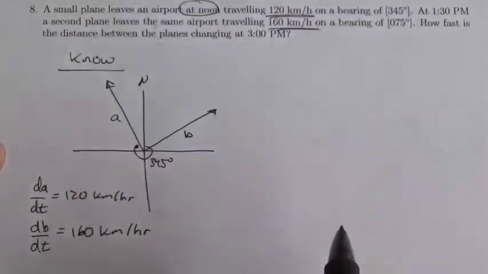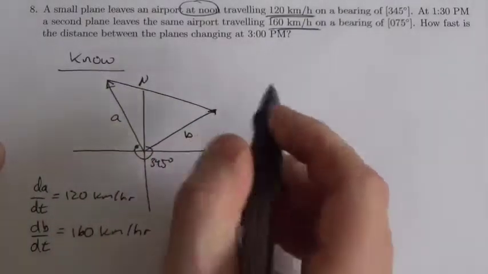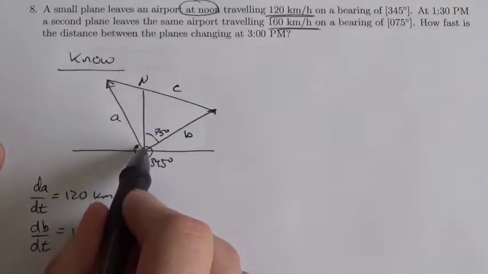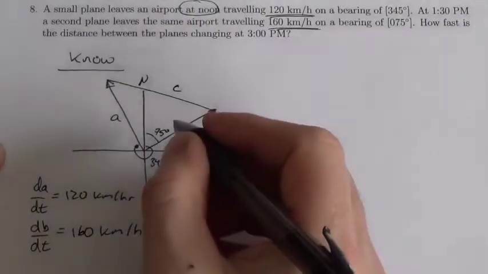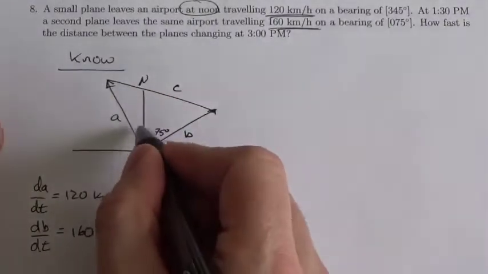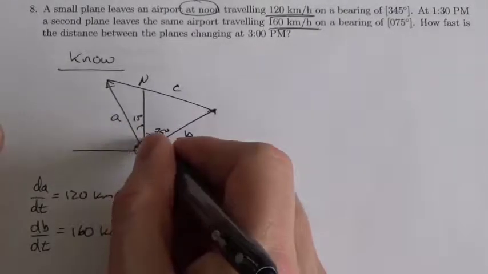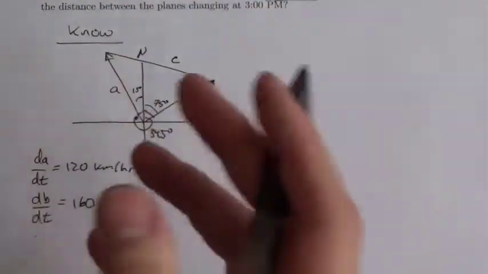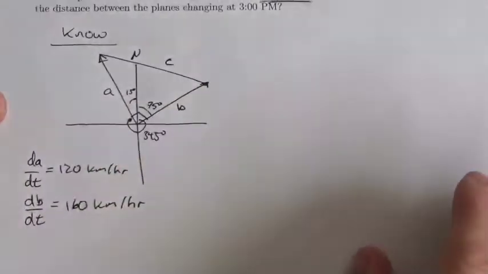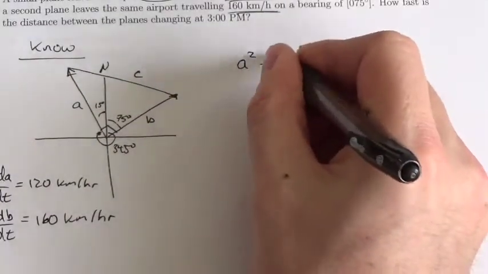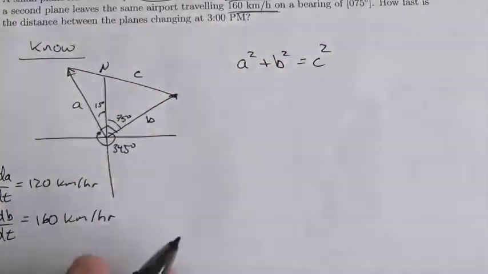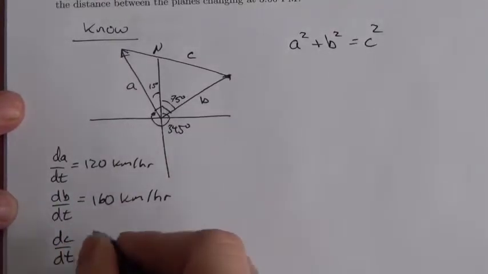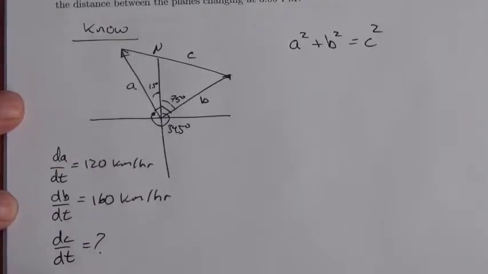Now the question is, how fast is the distance between the planes changing at 3 p.m.? So we are looking for, we'll draw a line right there, C. Now, this right here is 75 degrees. The angle from north all the way around is 345. It shouldn't take you too long to realize that this right here is 15 degrees, which means that we're actually looking at a right angle triangle. So the relationship that we're going to explore here is a squared plus b squared equals c squared. So we can write that over here. Now, I am looking for the rate at which the distance between them is changing. So I am looking for dc by dt. I know that's the thing that I'm interested in.